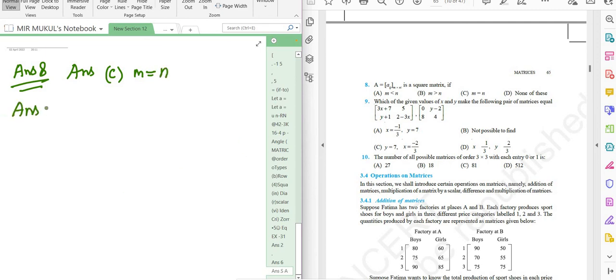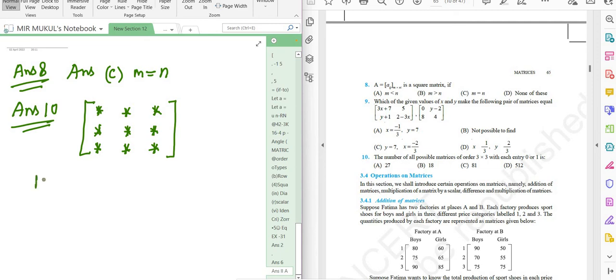And then answer 10. The number of all possible matrices of order 3 cross 3 with each entry 0 or 1. How many matrices can you make? 3 cross 3, we know that. How many elements? 9 elements. Right. And each element can be arranged in two ways. Either you can put 0 or 1. Try to remember permutation.